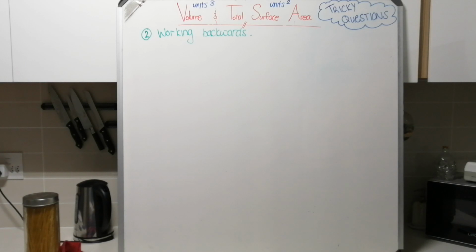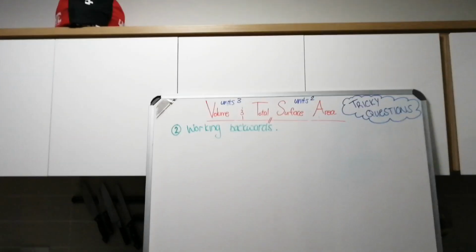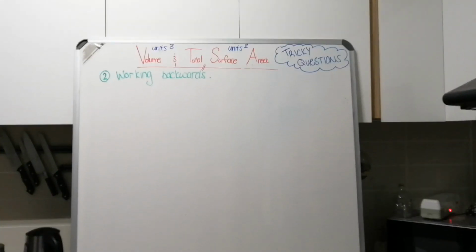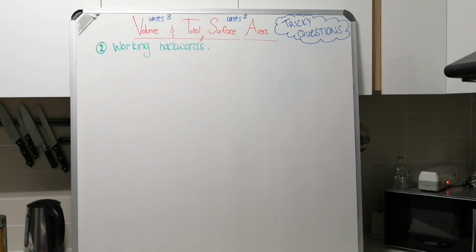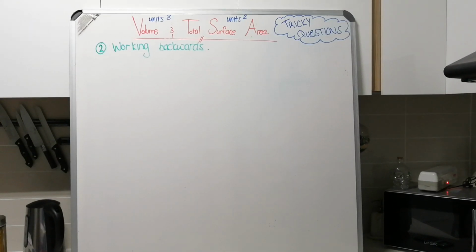Okay guys, so the second type of tricky question would be one where they require you to work backwards. Now I know you've already seen some of these. Actually, I don't know about the other classes. Definitely 8FO and 8CO have seen some of these, where you are given the total surface area or the volume, and you are asked to work, sorry, my cat jumped on the table. You are asked to work backwards from that to determine what some of the dimensions of the shape are. Okay, so that's what we're going to look at here.